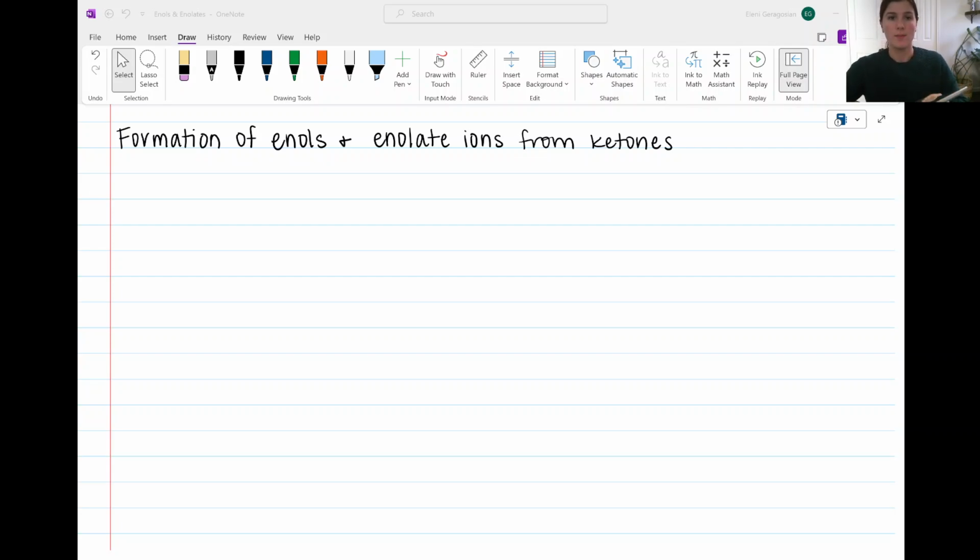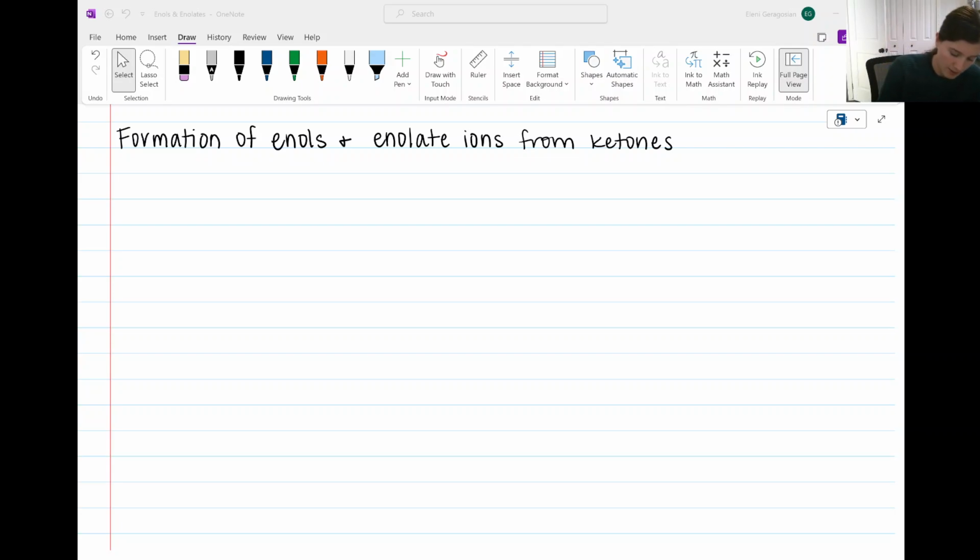In this video, we'll talk about how enols and enolate ions, we'll talk about what that is, form from ketones. So starting with a ketone, how does that mechanism look like to form the enol? And that can occur in acidic solution. So if we have acidic solution, we actually don't form the enolate. The enolate forms in basic conditions. So we'll cover that as well.